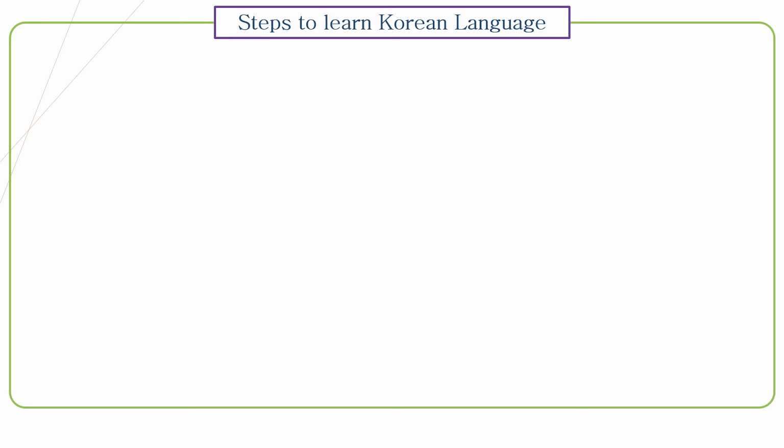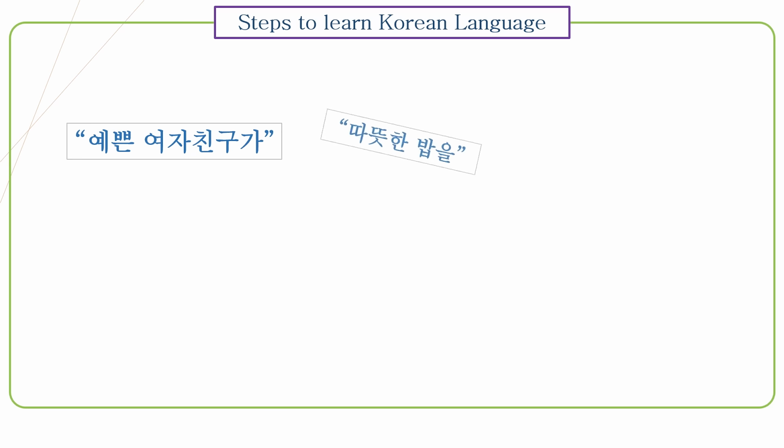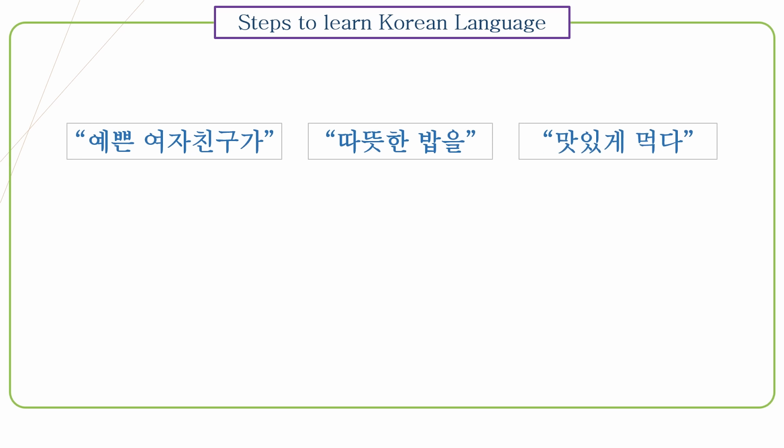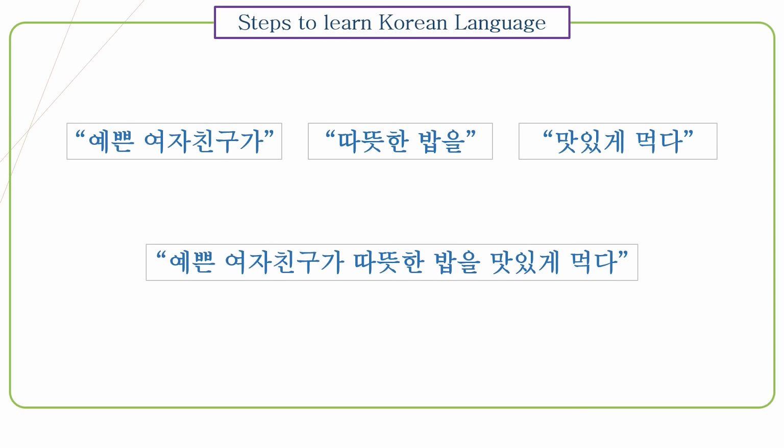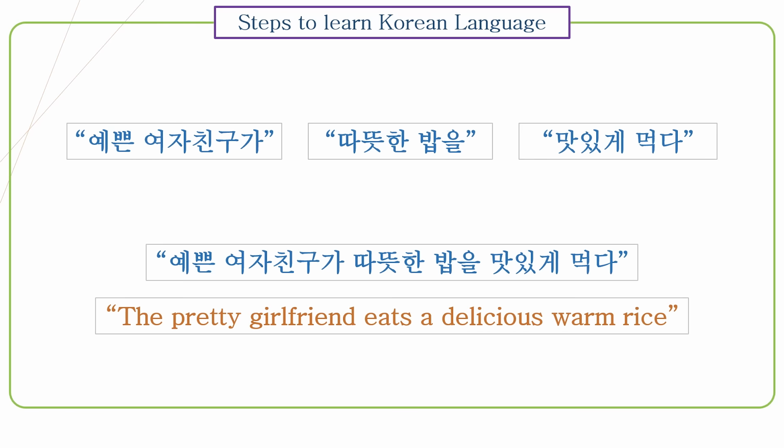The example of a Korean sentence is 예쁜 여자친구가 따뜻한 밥을 맛있게 먹다. 예쁜 여자친구가 따뜻한 밥을 맛있게 먹다. This sentence means that the pretty girlfriend eats a delicious warm rice.